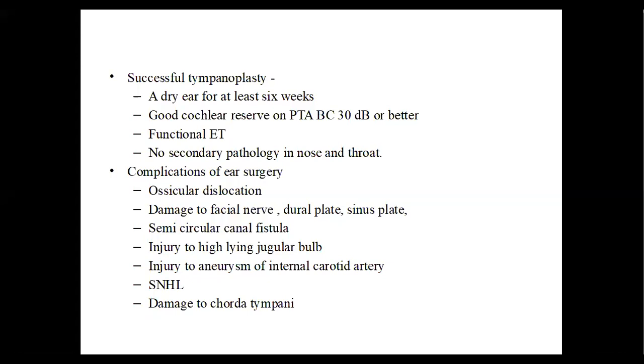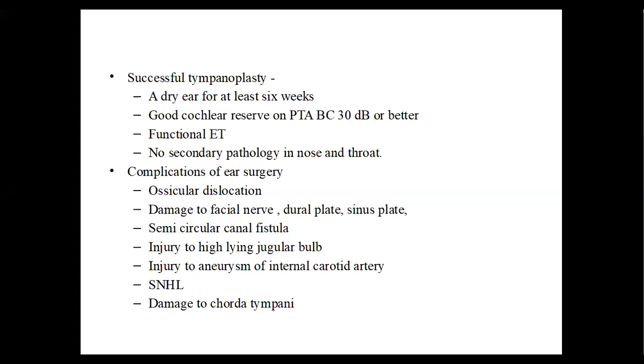Then, if you have a patient who has a high-lying jugular bulb, when you are lifting the annulus and entering the middle ear, that is the time you can injure the high jugular bulb, and you can expect a lot of bleeding at that time. And injury to an aneurysm of the internal carotid artery.